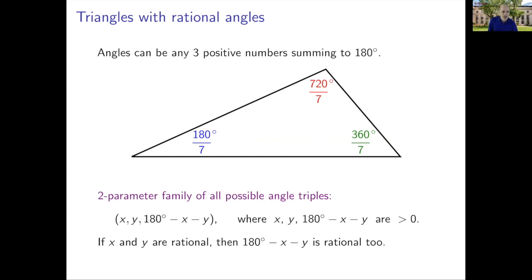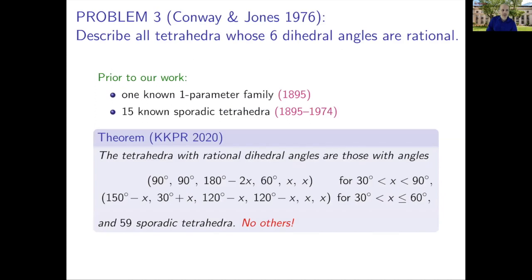Okay, so that's what happens in 2 dimensions. Now, what happens in 3 dimensions? So now I want to look at the third problem, and this is to describe all the tetrahedra such that all 6 of the dihedral angles are a rational number of degrees. Each of the angles is a rational number of degrees.